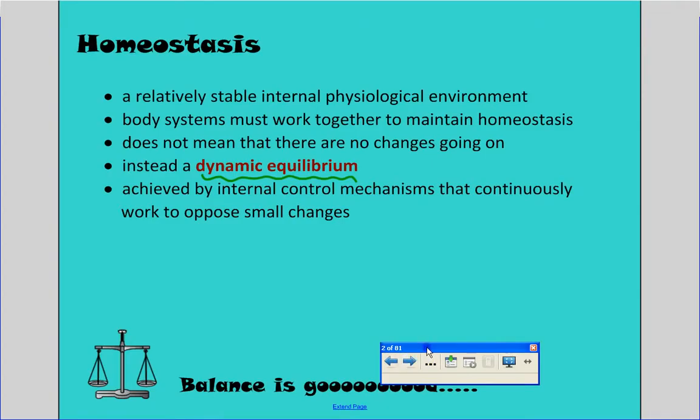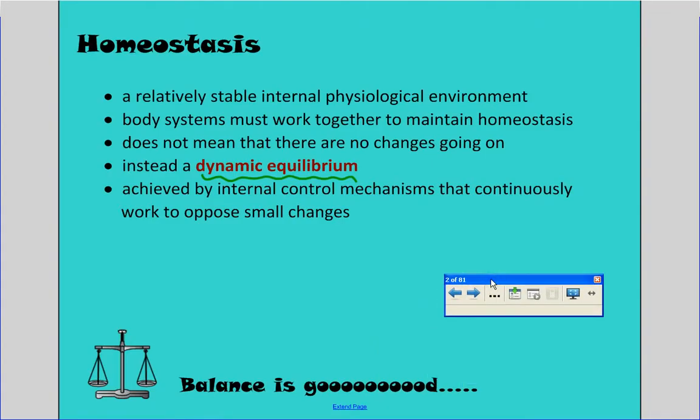So, when we started this chapter, we talked about homeostasis, and this term you've seen before when we talked about it in terms of the cellular level. So, basically, our body works to try and maintain homeostasis. So it's really important that you understand what homeostasis means. Homeostasis is, and you can read it here yourself, but I'll try and explain a little bit more. It's a relatively stable internal physiological environment.